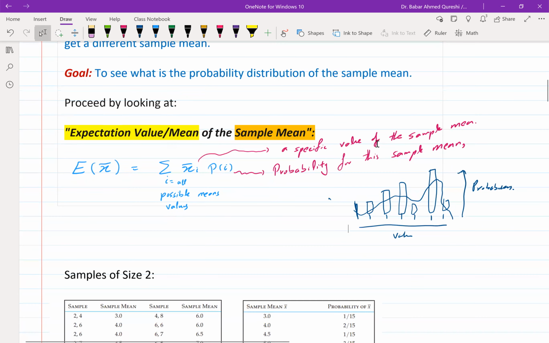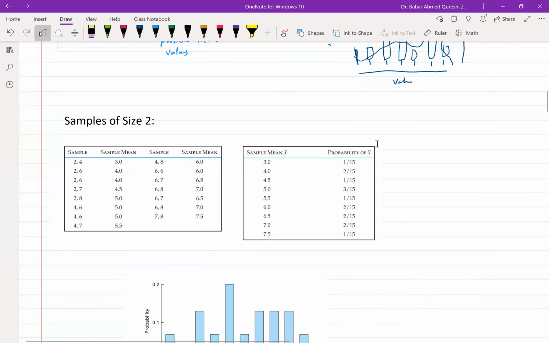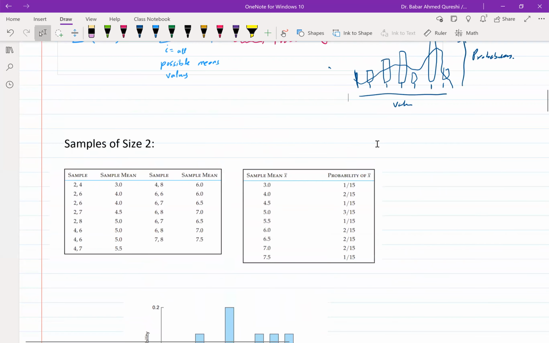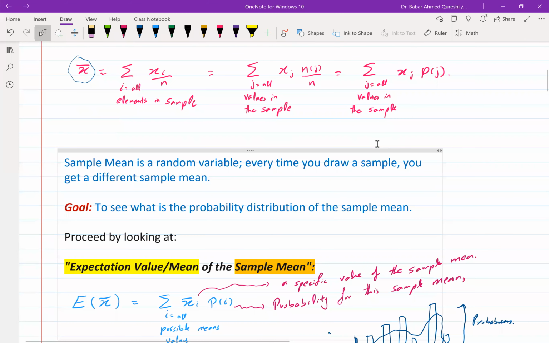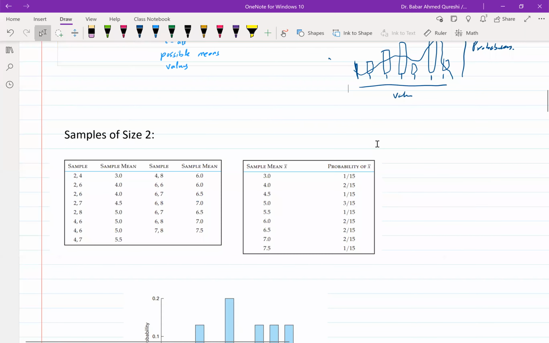So let's explain it with our example. From this data, 2, 4, 6, 6, 7, 8, we pick samples of size 2, and I have listed all possible samples, samples without replacement. And you can't do anything else. In this first box, all possible samples are there and their corresponding means.